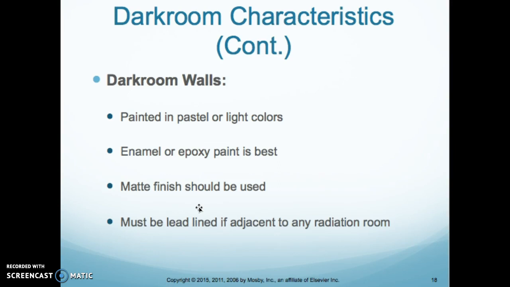So the darkroom walls, typically we paint them in light colors. You can't paint them in dark colors because it's too dark in the darkroom with the dark color. You would also think you want some kind of enamel, so you have some kind of shine to help with the reflection of the light, but you don't. You want it to be matte finish because the reflection is actually too much and will fog your film. So we use a matte finish with light colors.